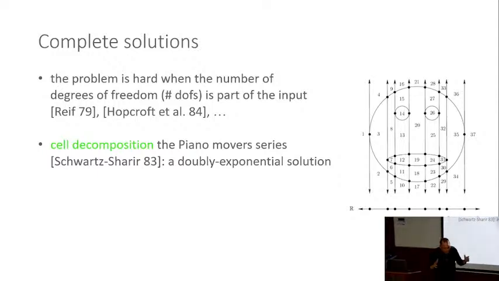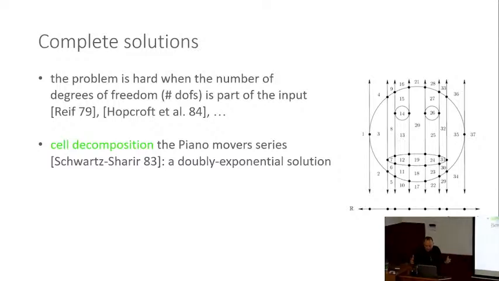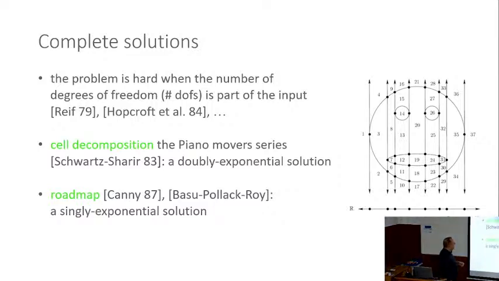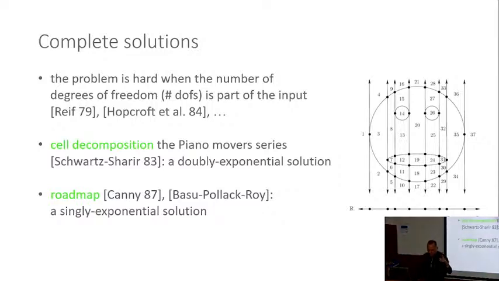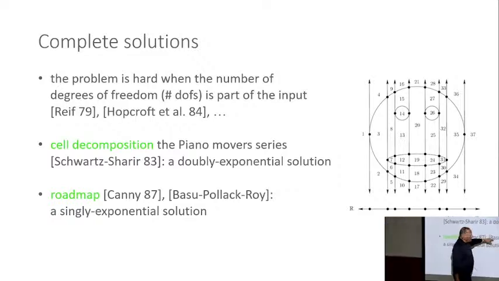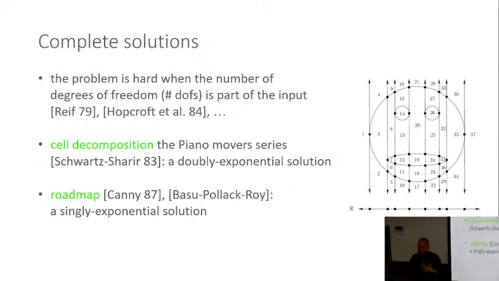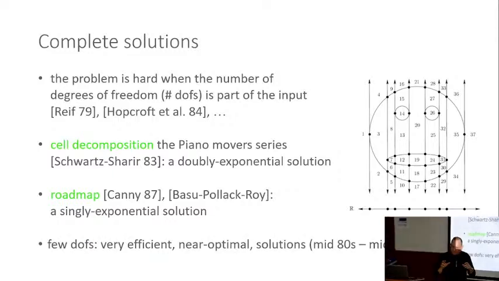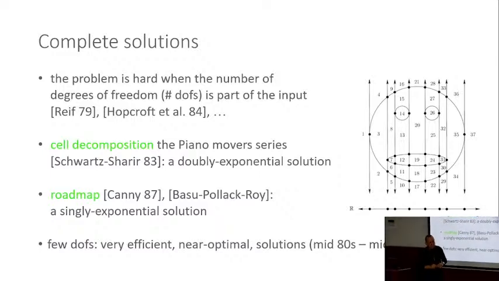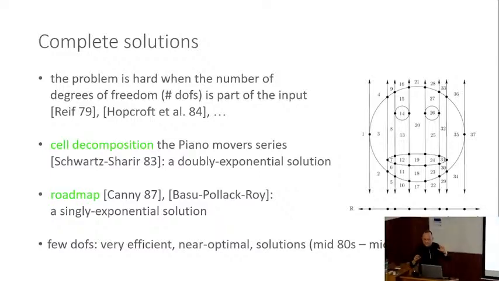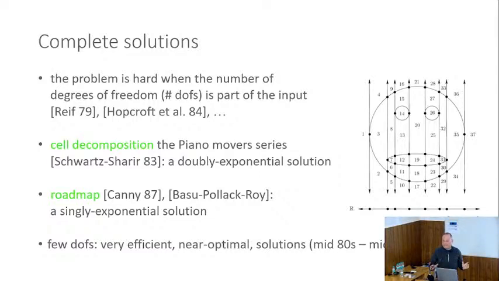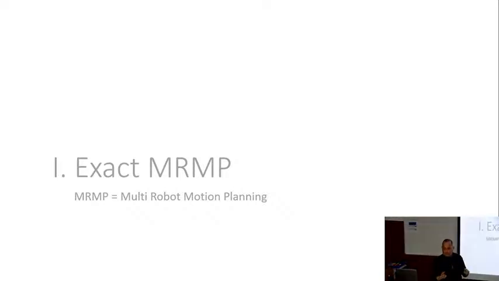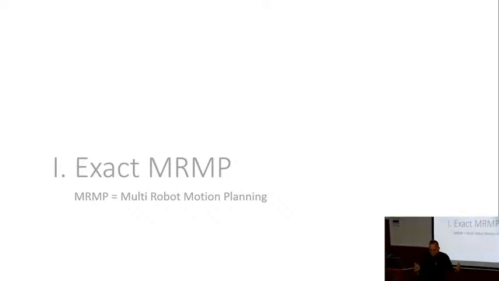People implemented it in some cases, but it cannot handle anything. John Canny came up with a single exponential solution, later worked out in detail in this encyclopedic book. We made many attempts to come up with more efficient solutions for spatial systems. What I want you to take out of this slide is that the problem is hard. And the multi-robot motion planning, because it has many degrees of freedom, is hard.